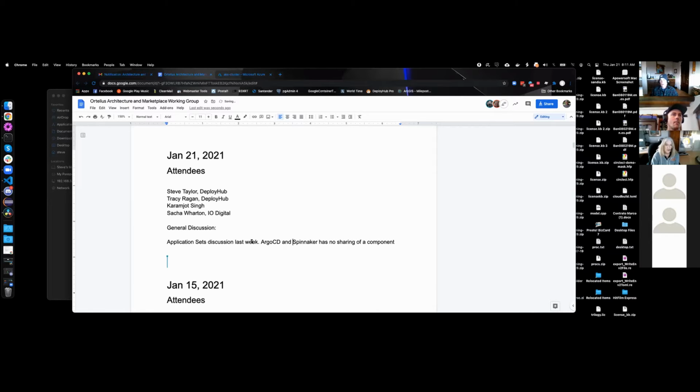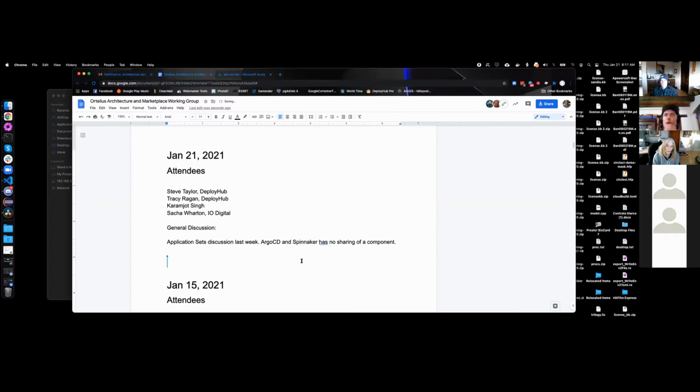So Steve, did you get a chance to write up a requirements document for it? No, not yet. I just wanted to make sure I wasn't missing anything. I forgot about that: there's no sharing of a component between applications. In Argo there is no sharing. In Spinnaker, you can share.